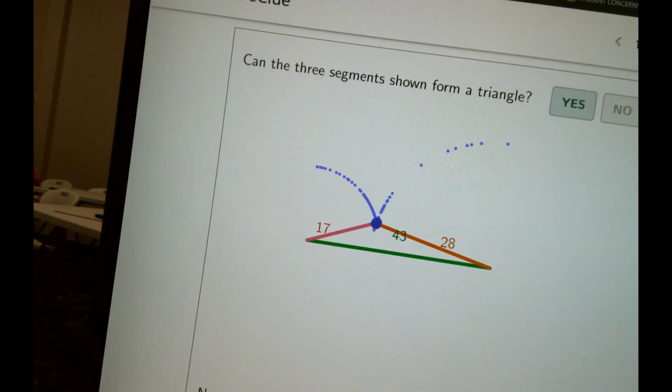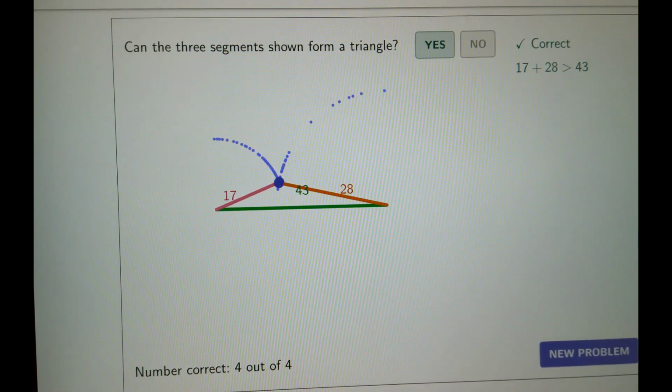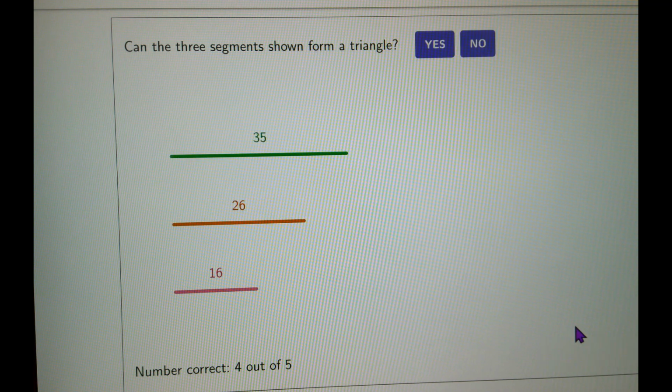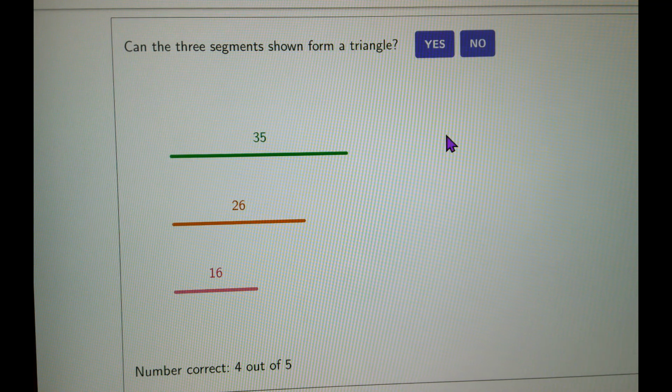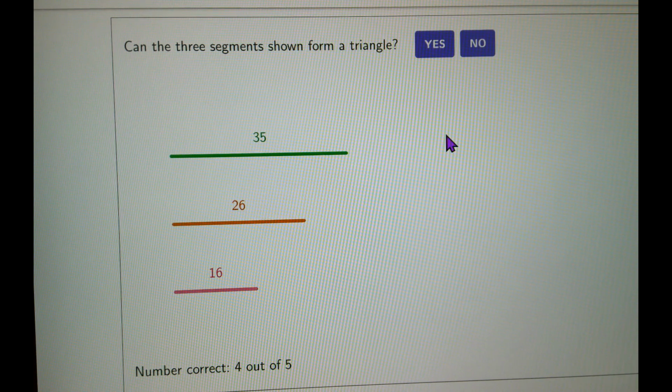Let's do another one just so they can see what was happening here. One more. New problem. Okay, so let's figure out if these three make a triangle. We've got 35, 26, and 16. Which two sides do you think we should add together? The 26 and the 16. And they just need to be bigger than 35. Are they going to be bigger? Yeah, they are. So these do form a triangle.